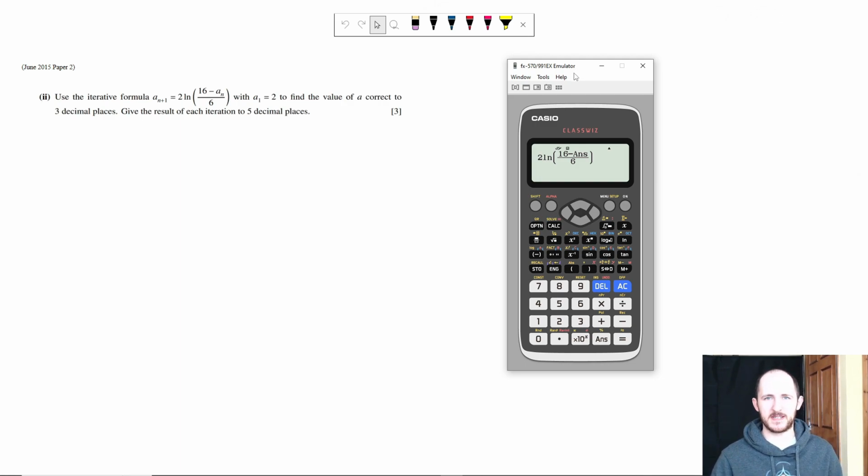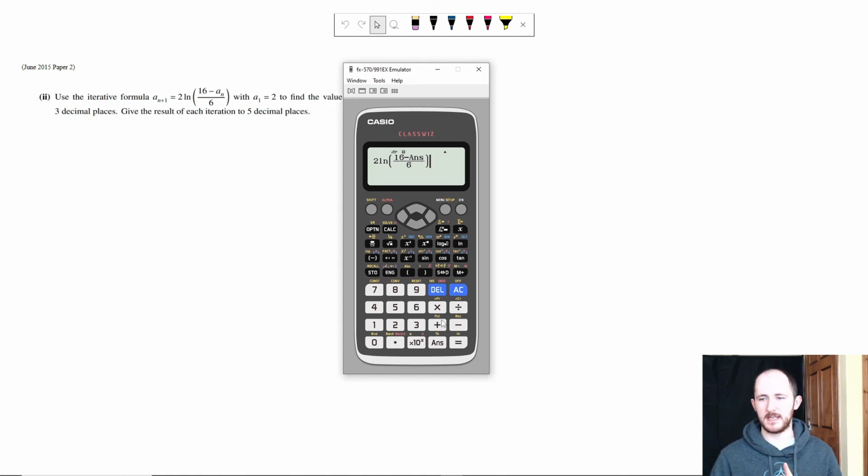But in real life you would just press equals until, and I'll show you what. We only want it correct to 3 decimal places. So what we're going to do is wait for the first 2 values that round to the same number to 3 decimal places. Okay? So I'll show you what that means. So we're going to press equals.